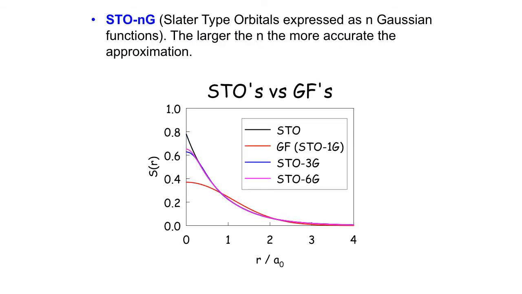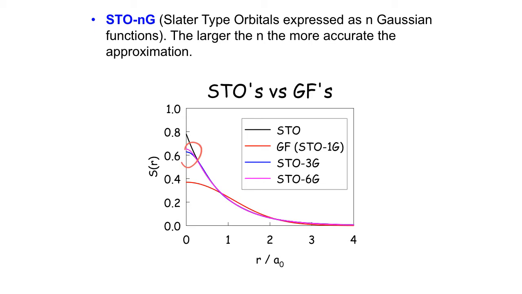Now, we can do a better job if we take, instead of just one Gaussian function, what if we take 3 or 6? And you can see we're getting better agreement if we use 3 Gaussians to try to mimic that function, or 6 Gaussians. So an STO-3G is trying to take 3 Gaussian functions to replicate that Slater-type orbital. The Slater-type orbital is sort of the idea of the hydrogen-like orbital that we're trying to replicate.